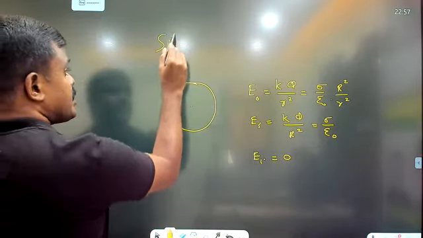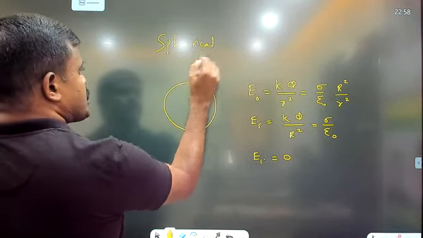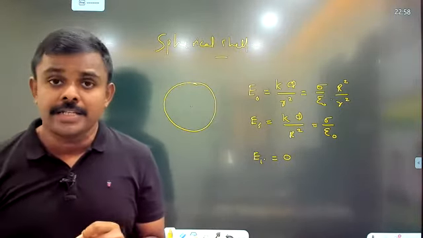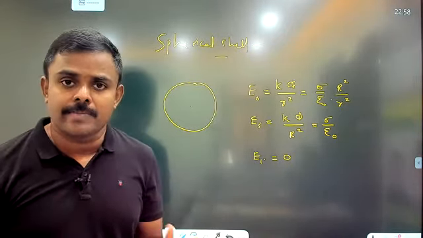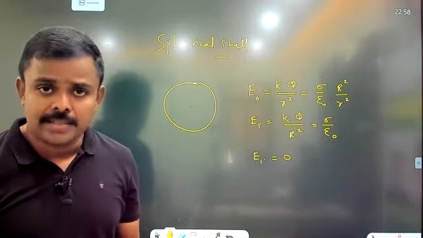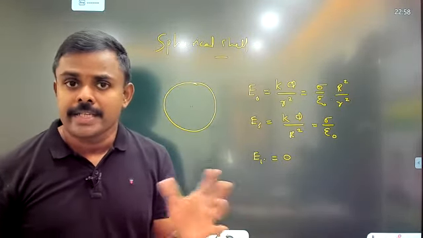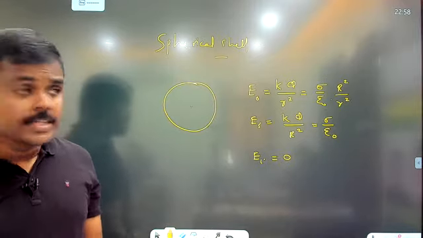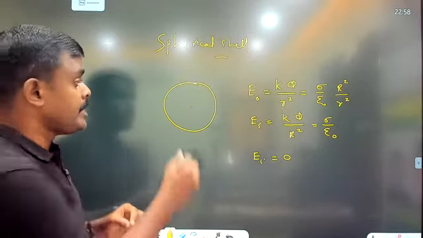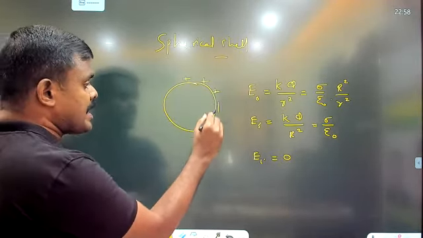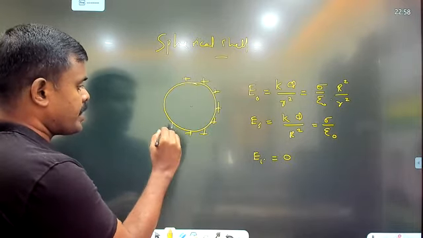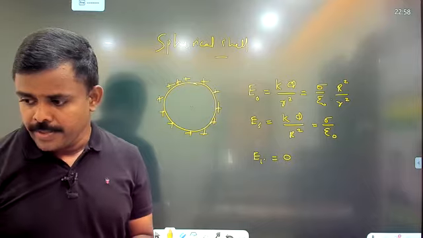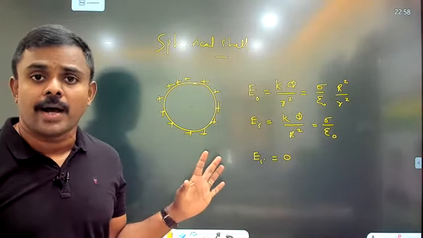There are 3 applications. First one was what? First one was thin sheet. Okay, thick sheet is not there in syllabus, but anyway, just in case they ask, thin sheet is sigma by 2 epsilon 0. Thick sheet is 2 sigma by 2 epsilon 0 or sigma by epsilon 0. This is thin spherical shell. Spherical shell means where are charges residing? Charges are all residing on the outer surface. No charge stays inside. Nothing stays inside. All the charges are on the outer surface.